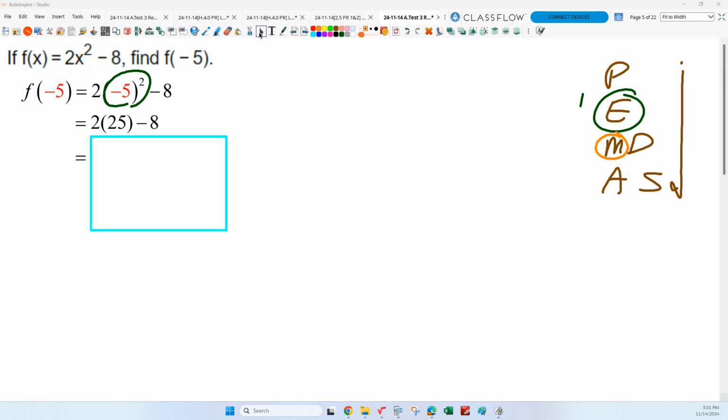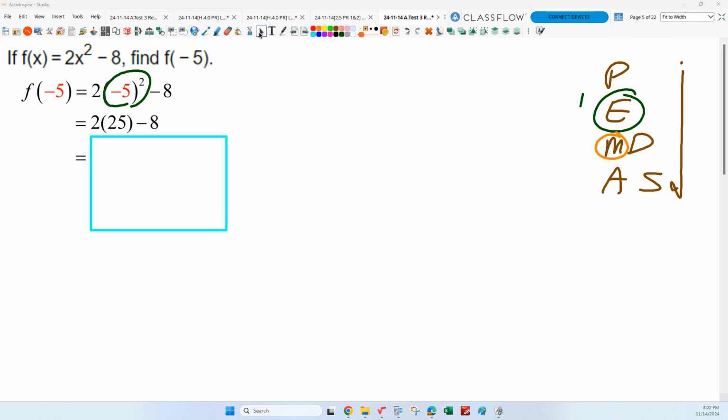And -5 squared, does everybody agree that's positive 25? If you plug in -5 squared on your calculator, you might get the answer -25. How come? It's not in parentheses. You didn't put it in parentheses. But even if you typed in -5 squared and you saw -25, would you write down -25? No, because you know that any negative number squared is always positive, no matter what, right? So even if you typed it in wrong, you'd still think, oh, that has to be positive 25.